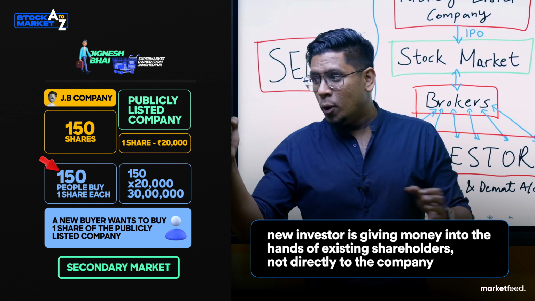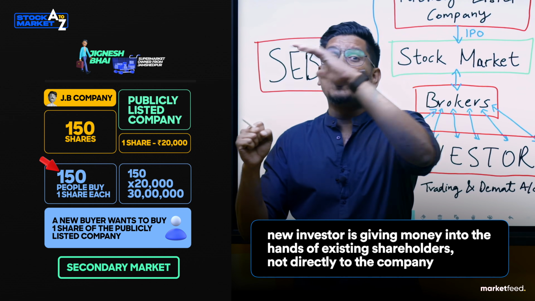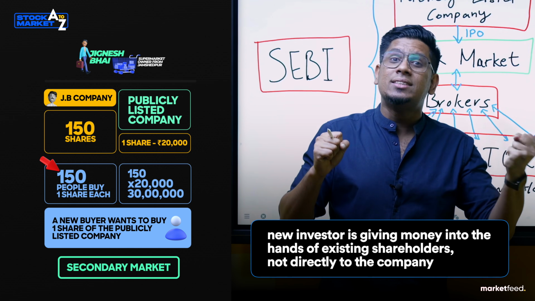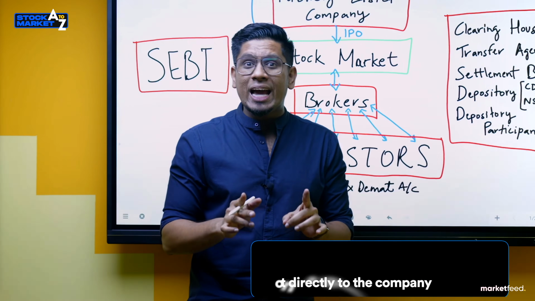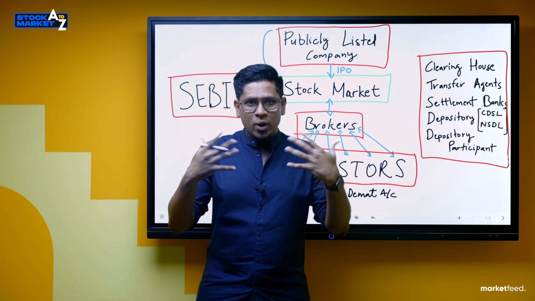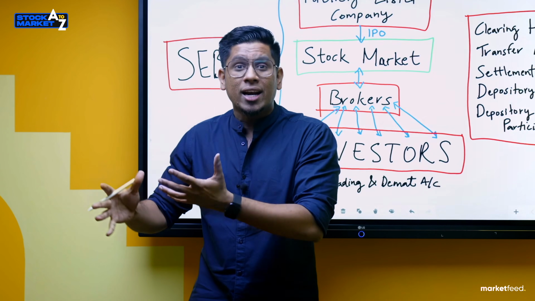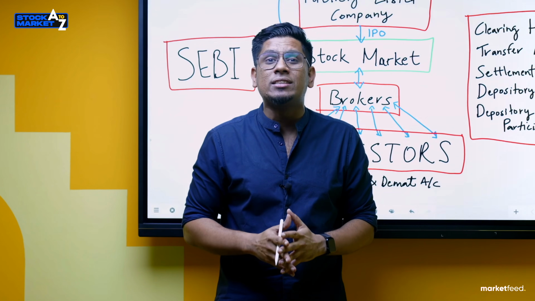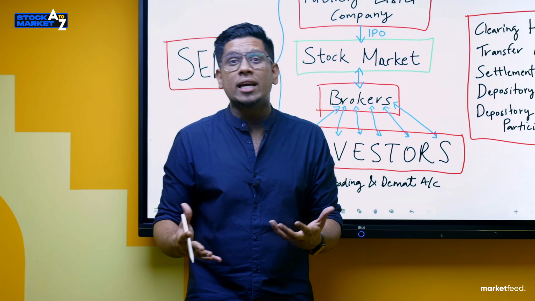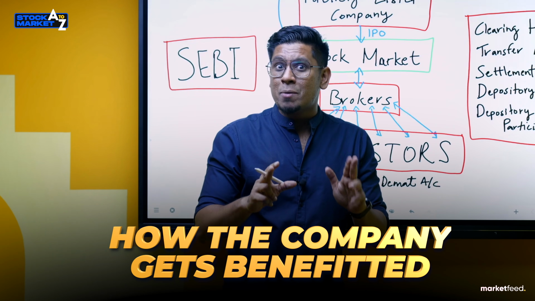Why? Because this new person is giving money, maybe 20,100 rupees. That 20,100 rupees goes into the hand of the existing shareholder and not into the hand of the company. You get that? This is called the secondary market. So when we see on a regular basis shares being exchanged or traded on the stock market, that is all the secondary market that we are seeing. And when this is happening in the secondary market, how is the company getting benefited?